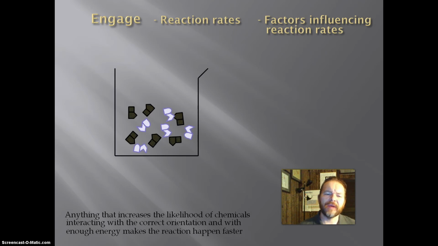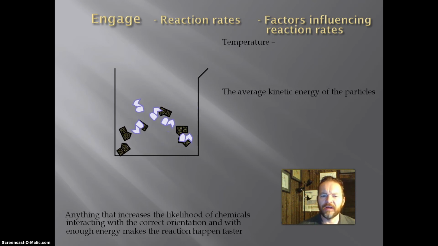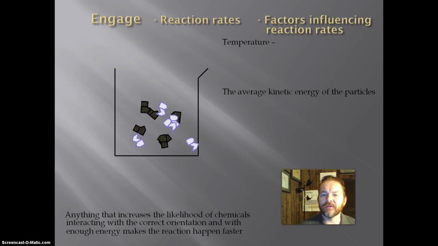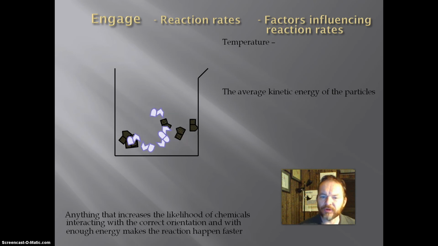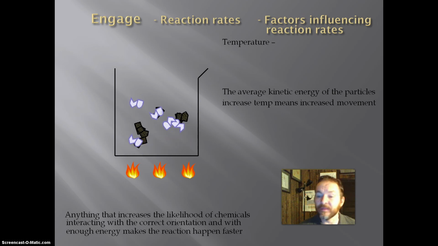If we think about the reactions, temperature is the average kinetic energy of the particles. So it's really how fast the particles are moving. So every particle is moving at a certain speed. The average speed that they have is what we use to determine their temperature. If we increase the temperature, that means we increase the movement. So if we heat them, they move faster.